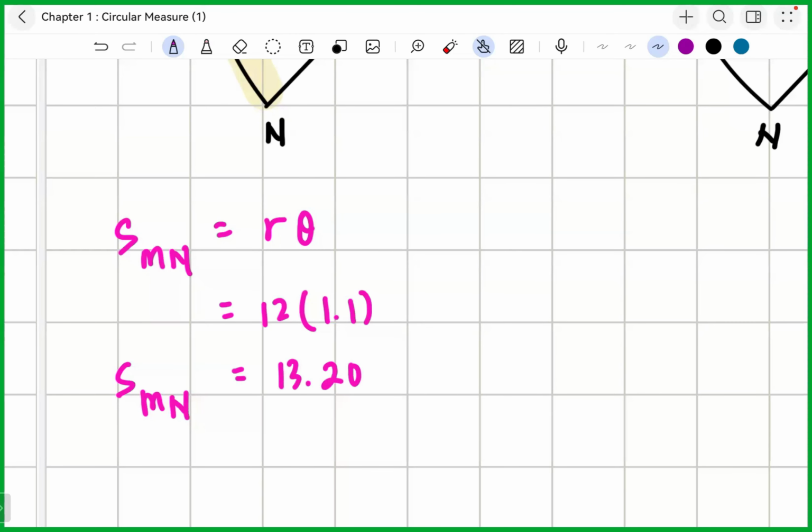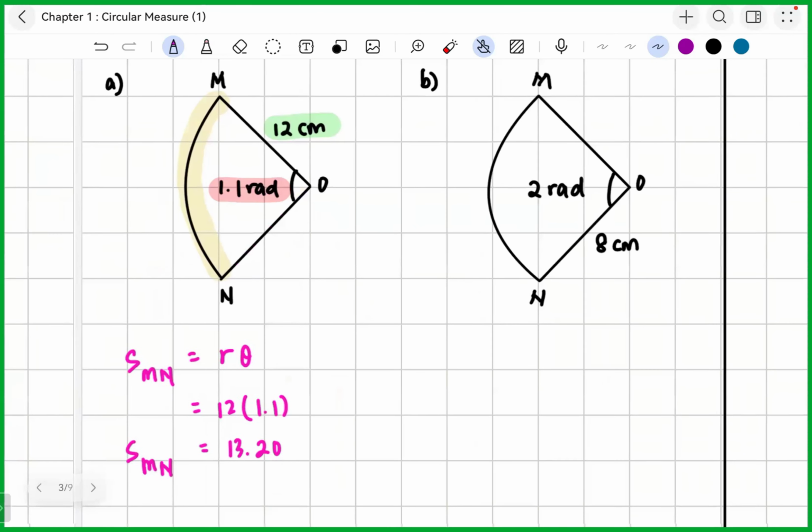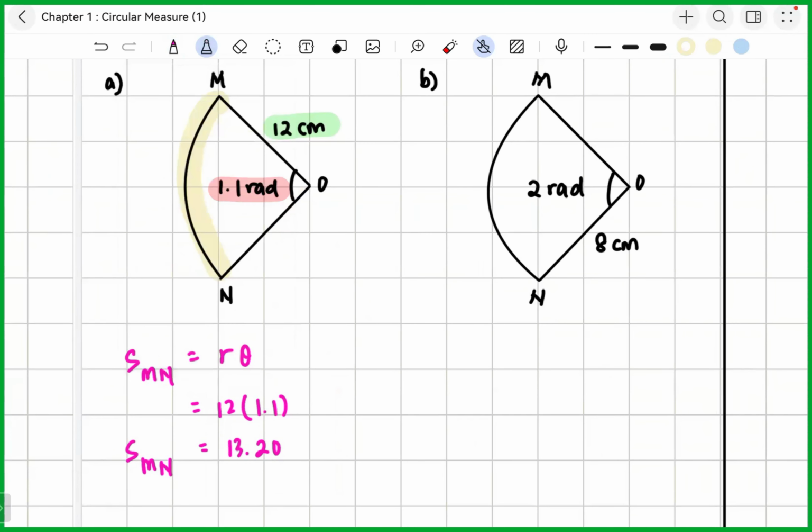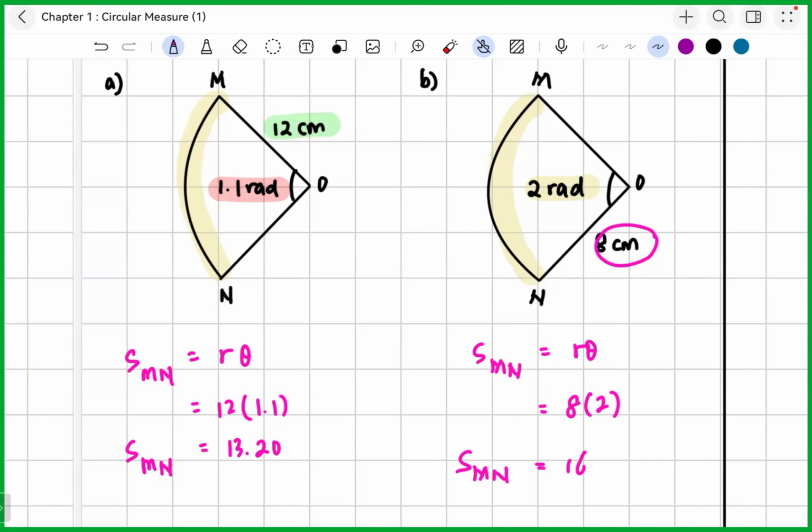So S_MN means arc length MN. Now, next question. We have to find the arc length as well. The arc length is over here, MN. So arc length MN equals r theta. R is 8 cm, so 8, and then make sure the angle is in radian unit. The question provides the angle in radian unit, so we can straight away substitute it into the formula. 8 times 2, so you will get S_MN equals 16.